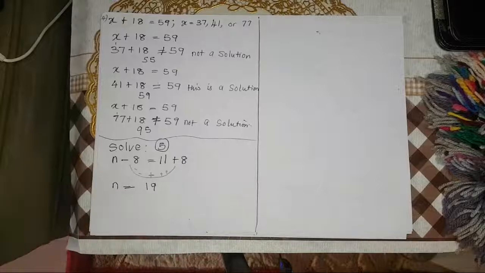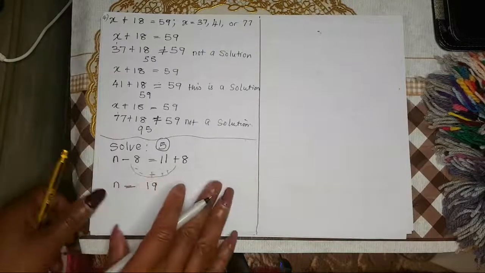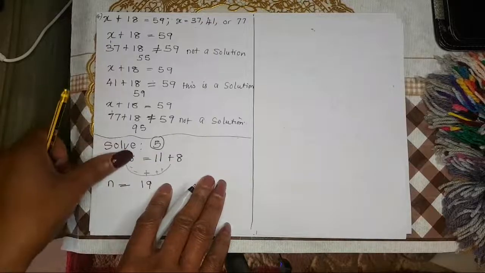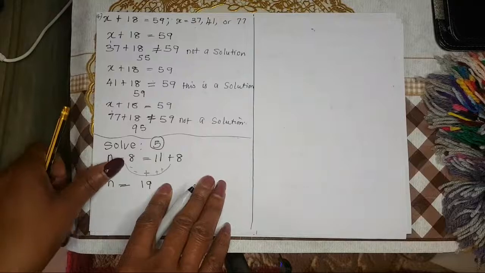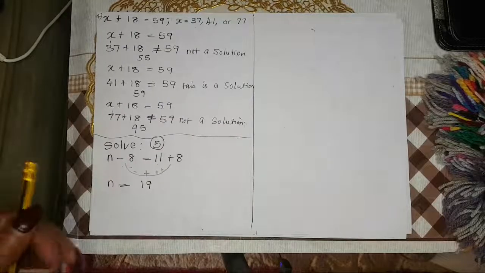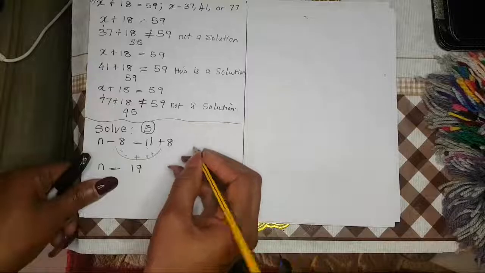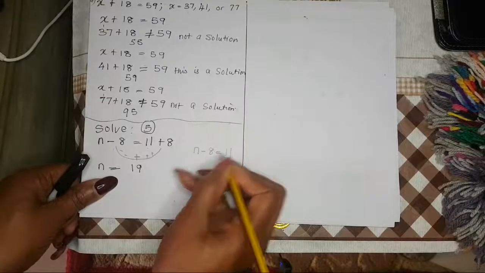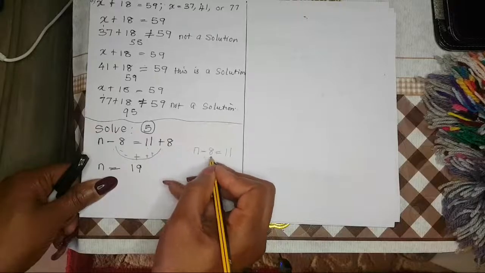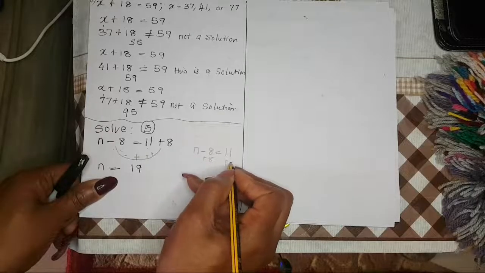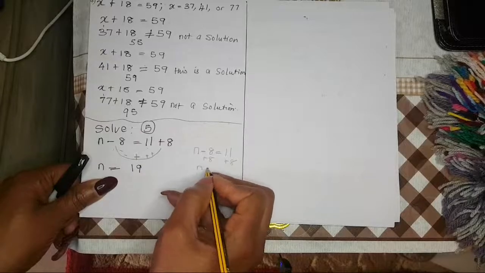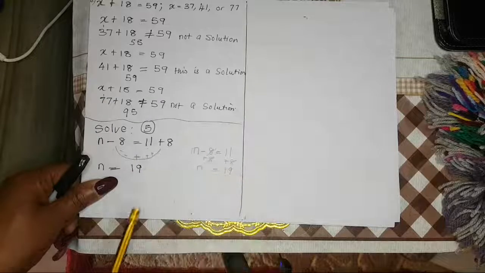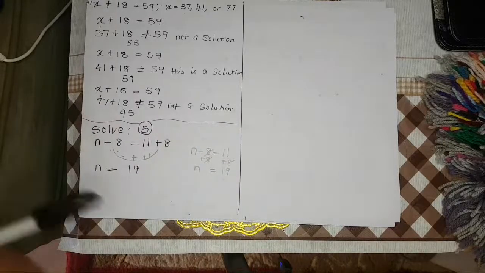Sometimes you can do it like this. We just want to eliminate negative 8. How do we eliminate negative 8? You eliminate it by adding 8. There are so many methods of solving this. You have n minus 8 equals 11. To remove this, you add 8 here. This cancels this, giving you n equals 19. That's it. Same thing. So whichever one is easier for you, you do it.